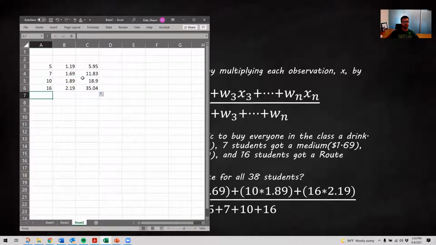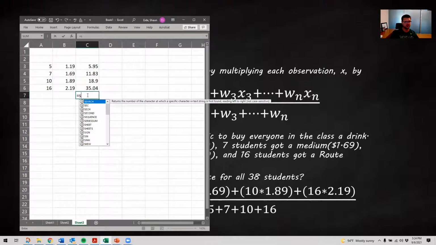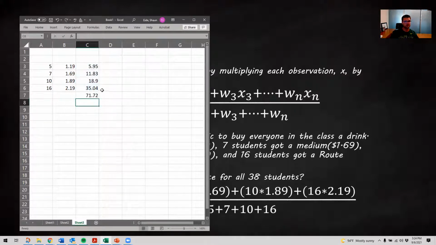And what we do from here is we add up all of these together. So equals sum. And this right here is my total bill. And now you guys can see why I don't buy everyone drinks from Sonic for class, because I would go broke. So $71.72. That's not including tax or anything, because we just don't want to mess with that right now.